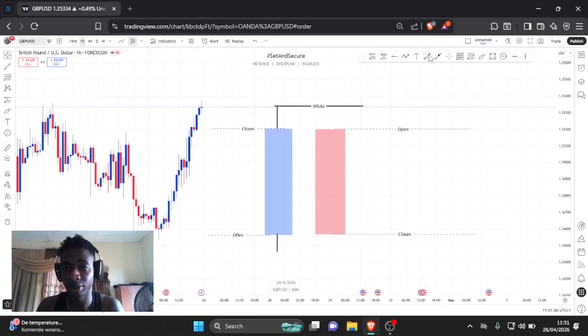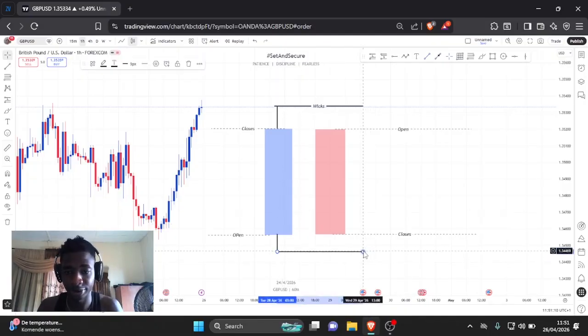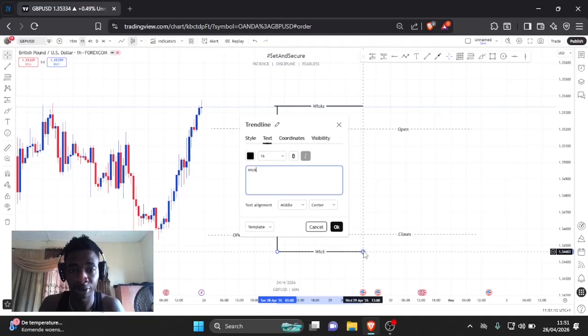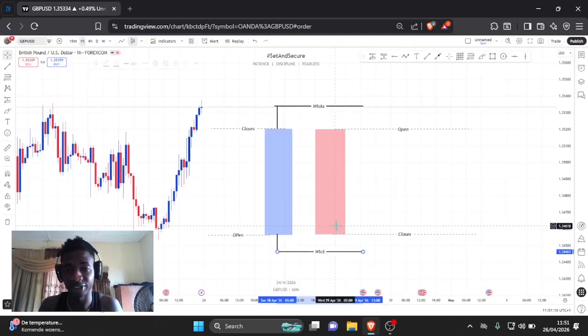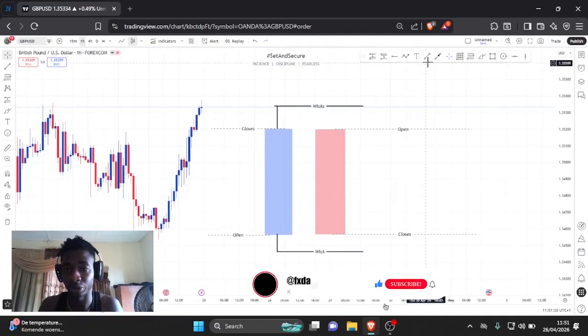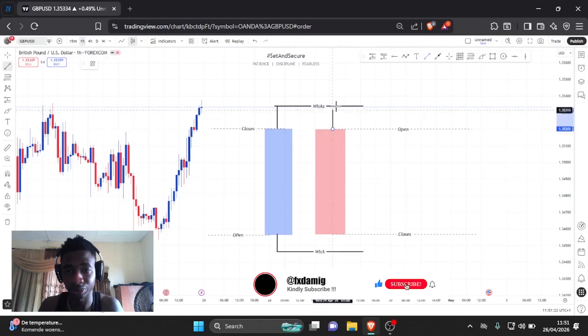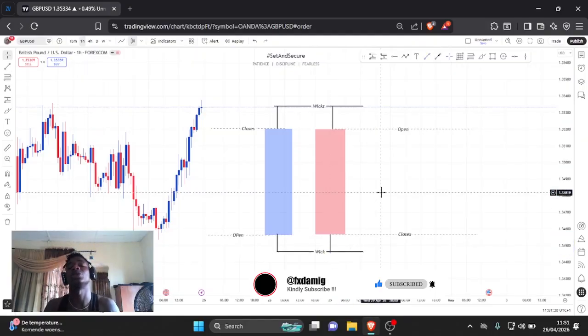So we have the upper wick and the lower wick, right? This wick is a wick. This is a wick. Same thing goes for the bearish also.